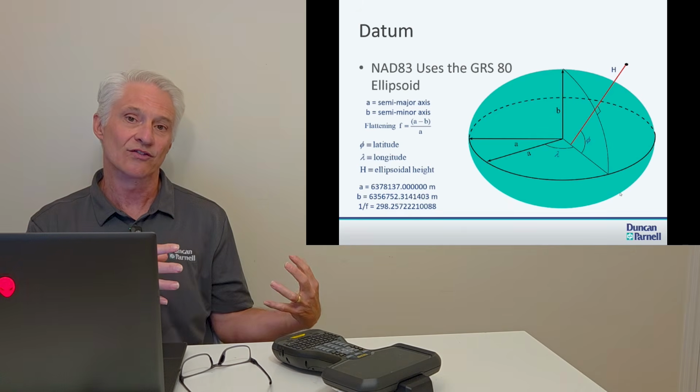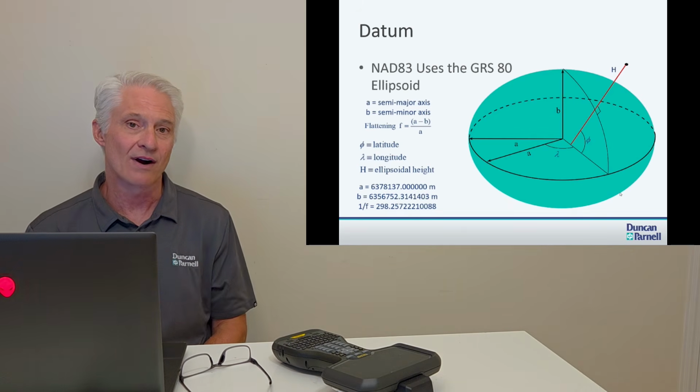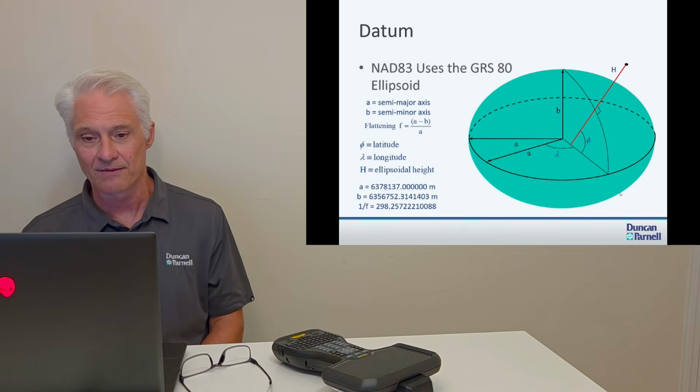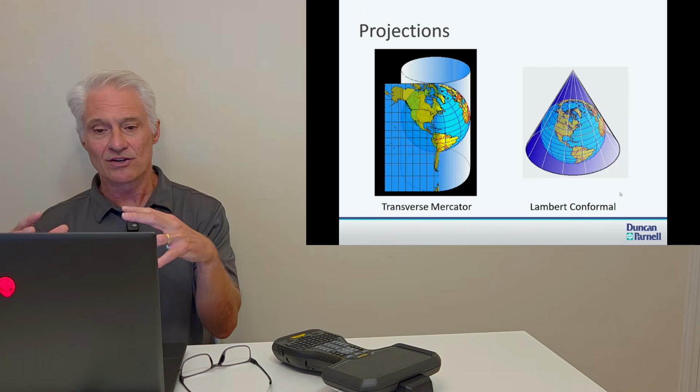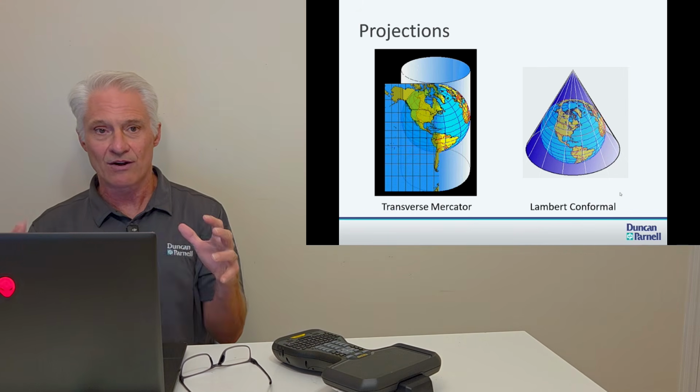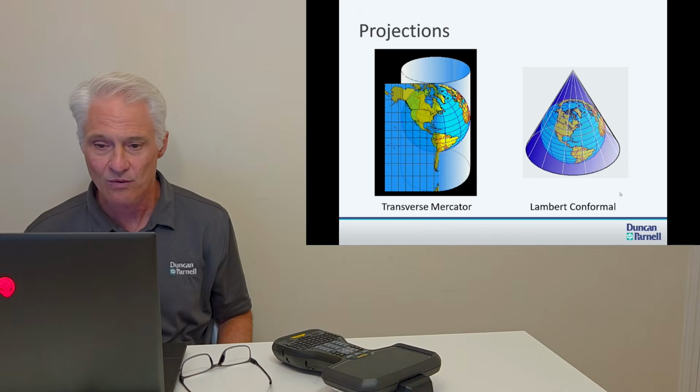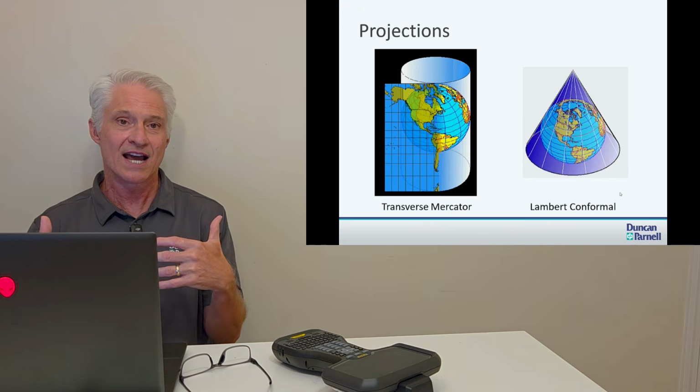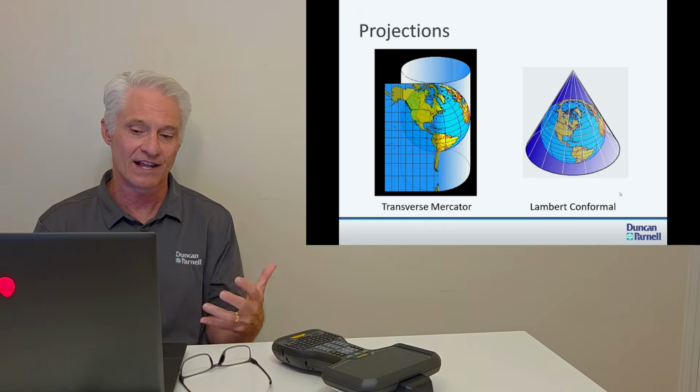So then when we look at the settings in the software, you'll have a better idea why you're setting things the way you're setting them, right? So a datum is going to use an ellipsoid. That's a round surface. We want it flat. So what we do is we project that round surface to a flat surface.